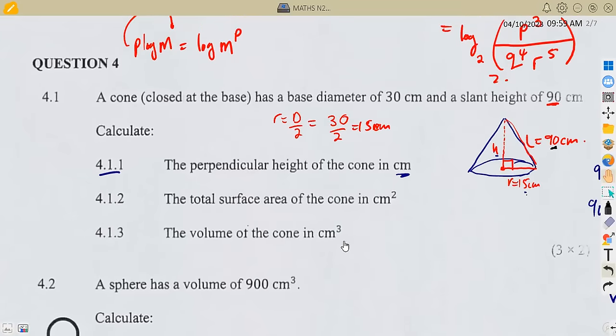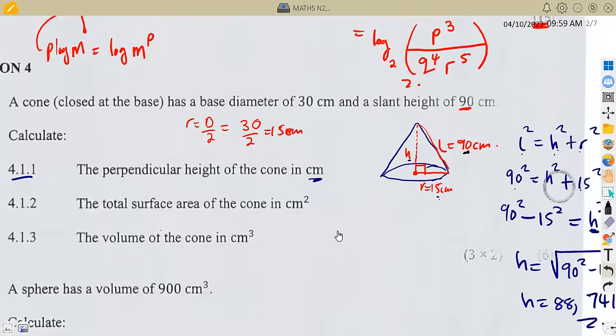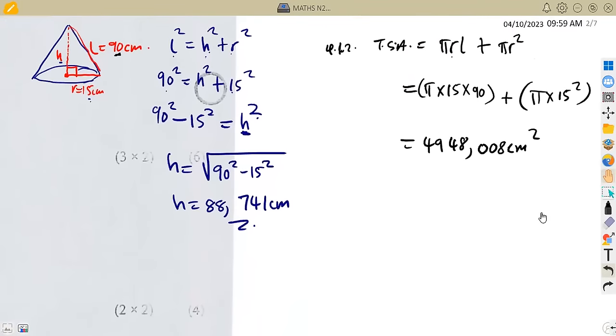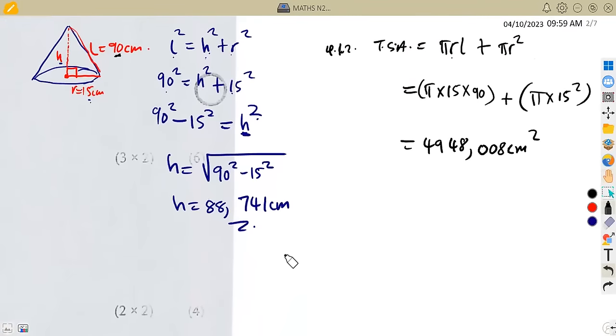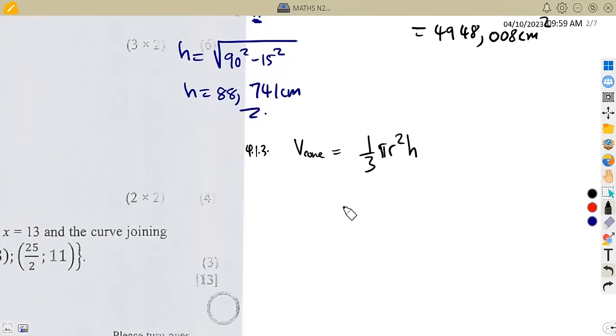Then the volume of the cone in cubic centimeters. Remember that volume is in cubic centimeters. But how do we calculate the volume of a cone? Also, we are given all these formulas in our formula sheet. Remember the volume of a cone is given by a third base area times height, which is a third pi r squared h.